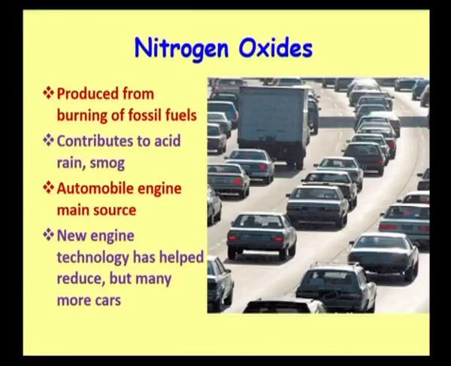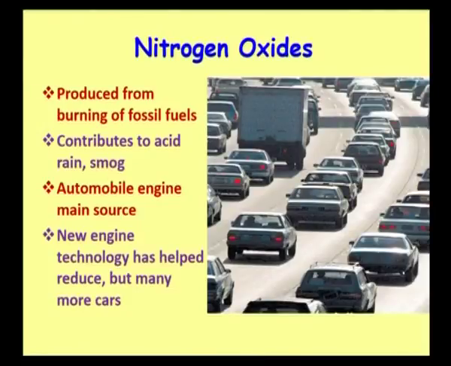And then the nitrogen oxide, it is also produced by the burning of fossil fuels, and it is also producing acid rain. The only difference is that it is producing nitrous and nitric acid, NO and NO2. The automobile engines are the major sources, and the new engine technologies are highly controlling it, but still in most of the third world countries where the technologies are not developed that much, it is still a problem.